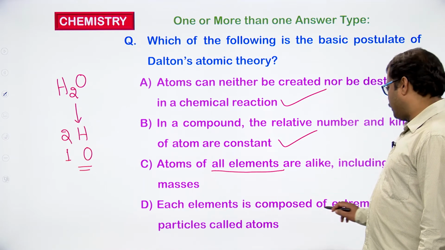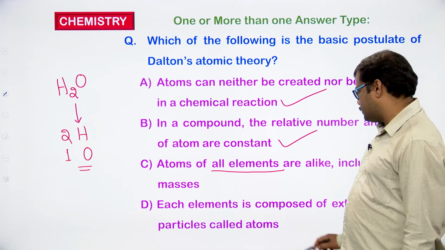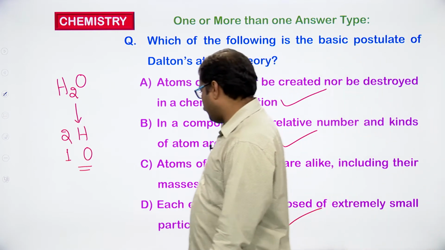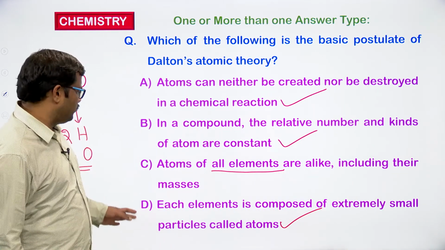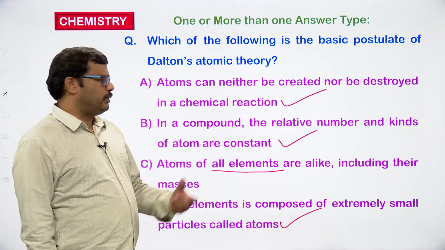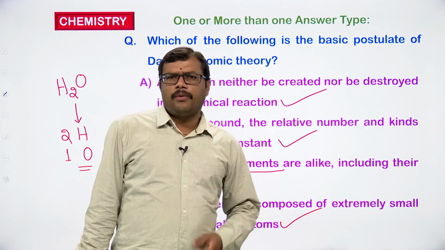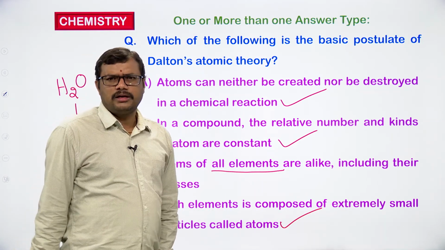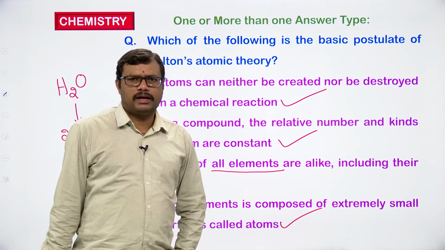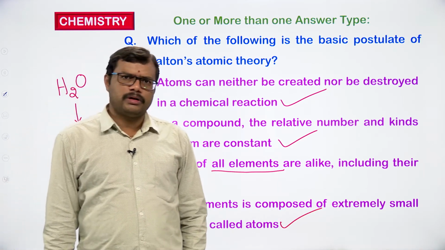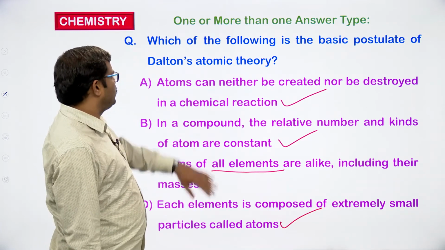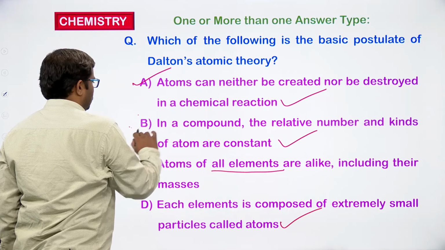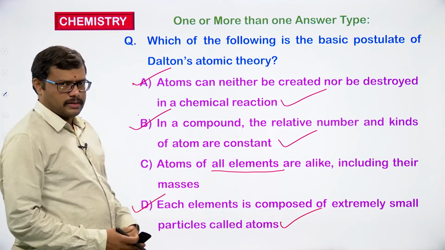Each element is composed of extremely small particles called atoms. Yes, so all the matter is made up of small particles called atoms. So option D is also correct. Here A is correct, B is correct, D is correct, whereas C is an incorrect statement. So the basic postulates of Dalton's theory, A, B, D are correct.